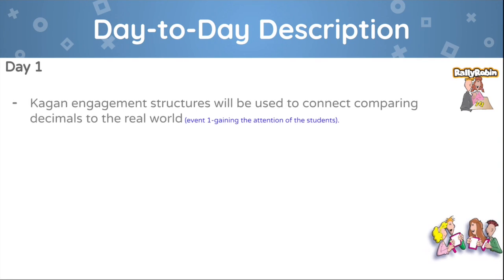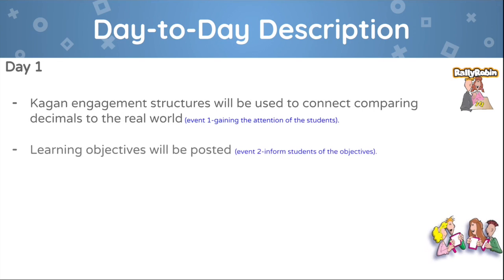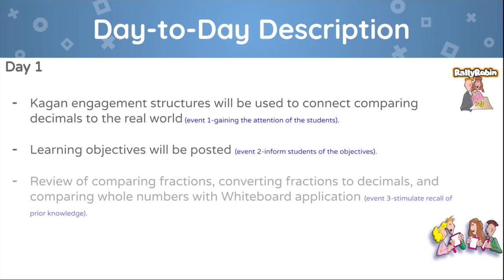On day 1, students will use Kagan engagement structures, Rally Robin, to connect comparing decimals to the real world, and that will help with Event 1, gaining the attention of students. The learning objectives will be on the board and referred to throughout the entire unit. Event 2, inform students of the objectives.